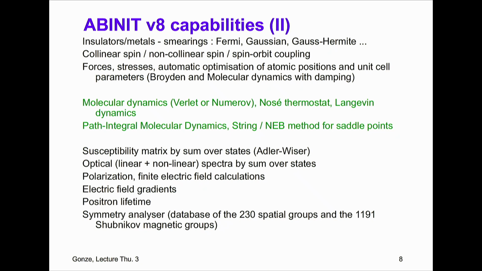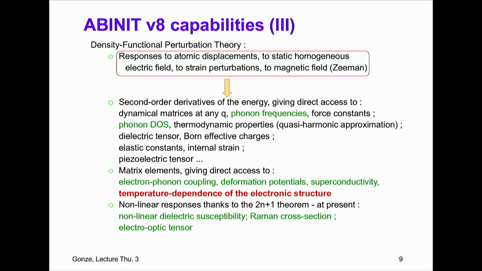Yes, finite electric field calculation goes beyond the Berry phase implementation of the polarization. One can do molecular dynamics under a finite electric field, for example. Electric field gradients, positron lifetime. We have, I think, a nice symmetry analyzer, including the Shubnikov magnetic group.